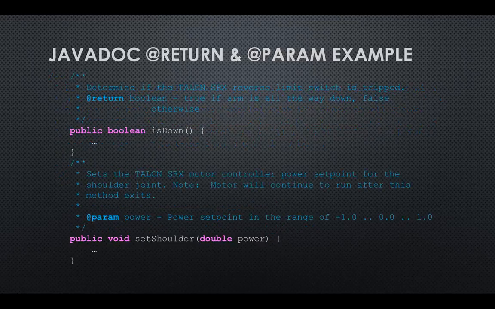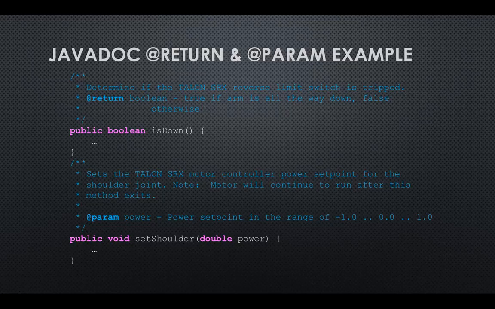So here are some examples of the @return and @param. I have a method in my arm class, isDown, that returns boolean. So I put in my comment, determine if the Talon SRX reverse limit switch is tripped, @return boolean. That's the type. You always put @return and the type, and then your comment. True if the arm is all the way down, false otherwise.